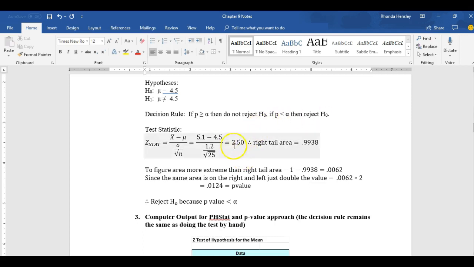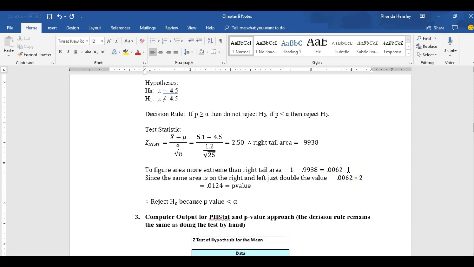Our test statistic we already computed was 2.5. And then to get the tail area more extreme than that, you look up a z-score of 2.50 in your normal distribution, where you will find it's an area of 0.9938. So to figure the area equal to or more extreme than that, you subtract this from 1, and that gives you 0.0062.